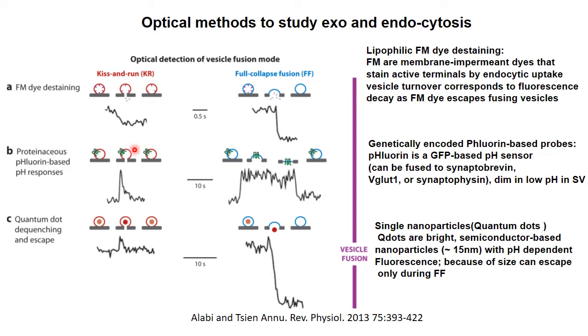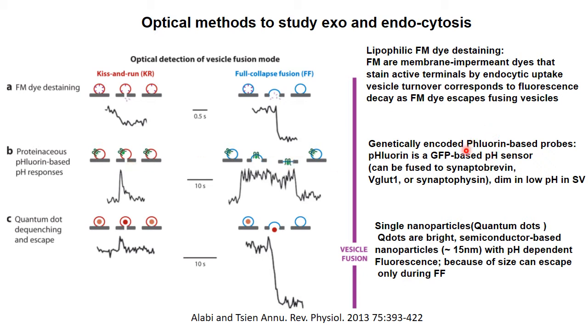On the other hand, you can have genetically encoded fluorin-based probes. What is pHluorin? It's a GFP-based pH sensor, which is dim at low pH. Now, synaptic vesicles have very low pH, and we're going to learn that in the next lecture, because that's required to fill them with neurotransmitters. But what you need to remember at this point is that they are very low pH, so it's dim, and then when the synaptic vesicles are open, they lose this pH. The pH increases and leads to a fluorescence increase.